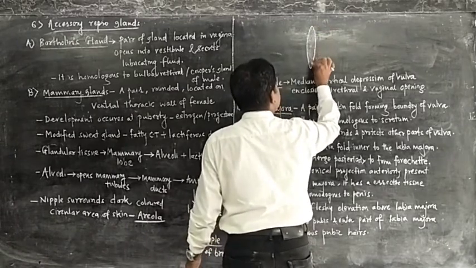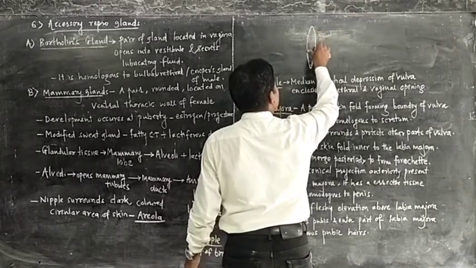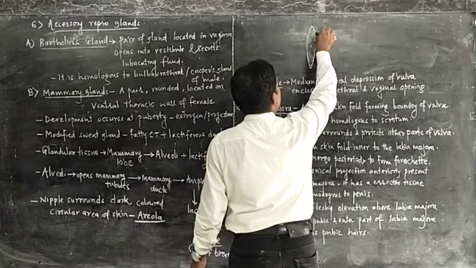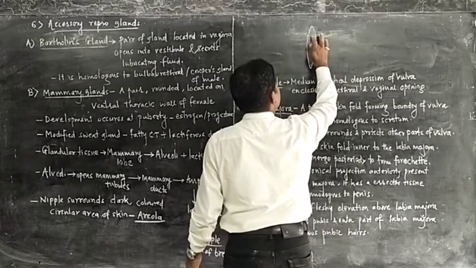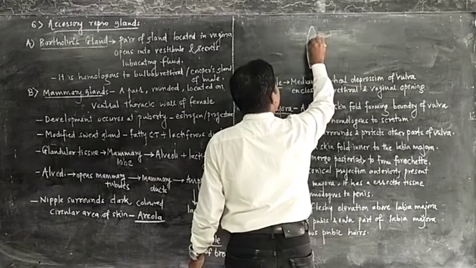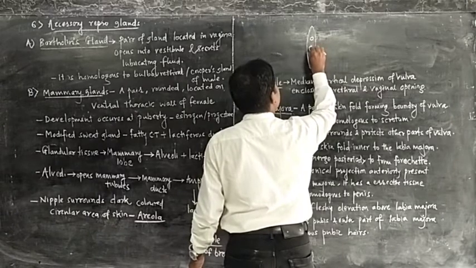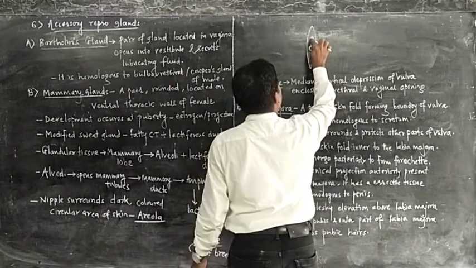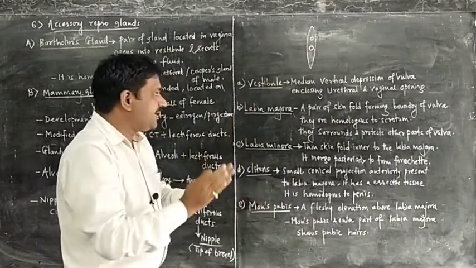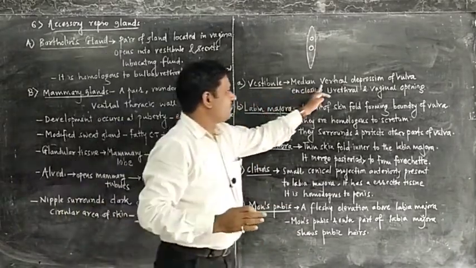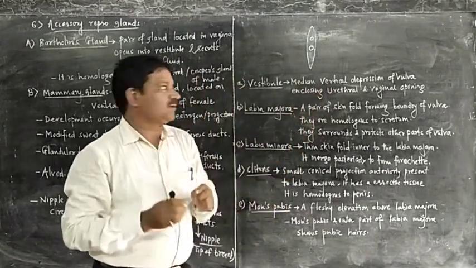And this vestibule shows two openings. The upper opening is called the urethral opening, and the lower opening is called the vaginal opening. This is the urethral opening and the lower one is the vaginal opening. This is the central median vertical depression of the vulva, that is the central part of the vulva.